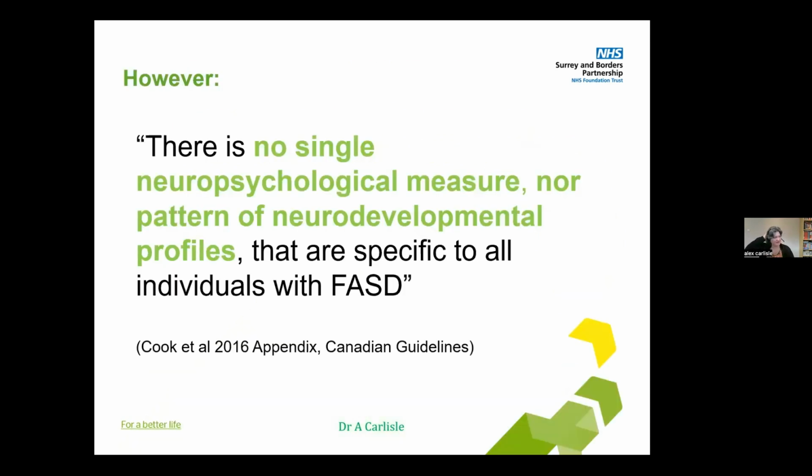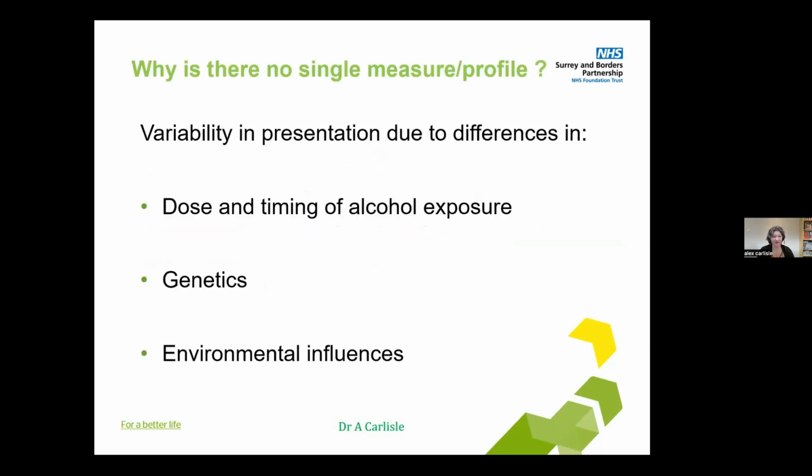So essentially, there's no single measure that I can say to you, this is how you'd do an assessment, and it would always be the same. And there's no pattern of outcomes with any particular measure. I can't say it would always look like this particular profile with an FASD. That's not surprising, because of the potential differences in dose and timing of alcohol exposure, and the potential differences in genetics and other environmental influences. It means that there really isn't any single profile.